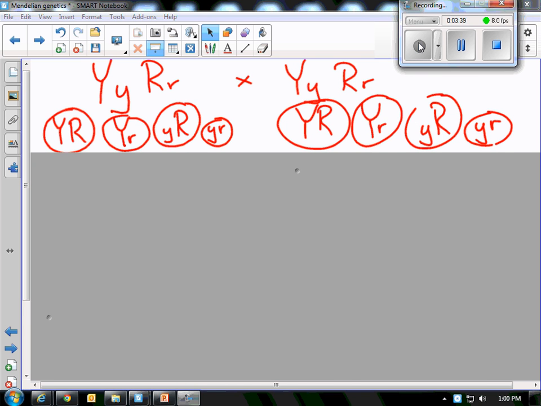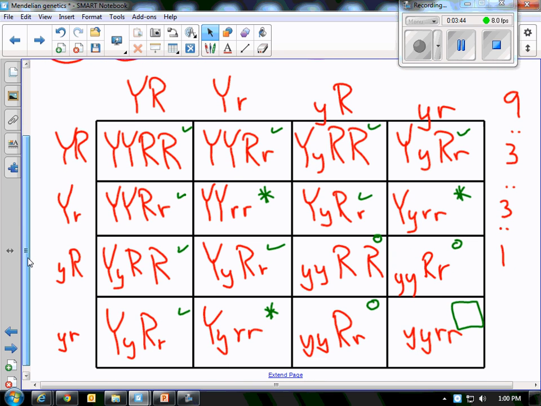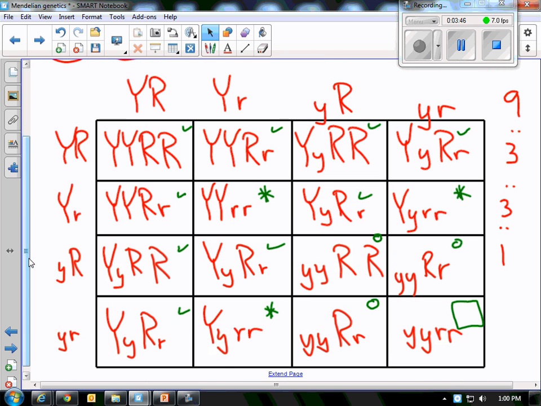When we make the Punnett square, you put the gametes from each parent on either side of the Punnett square, and you get this monster Punnett square. The way you fill it in is you take the Y's from the side and the Y's from the top and put them into the square. Notice that the Y's always stay together, and the capital always comes before the small letter.